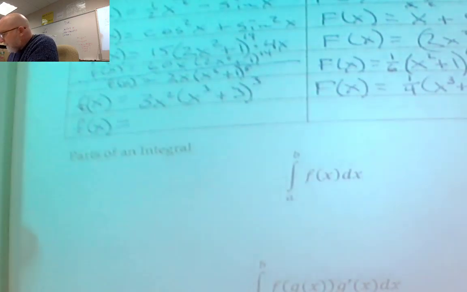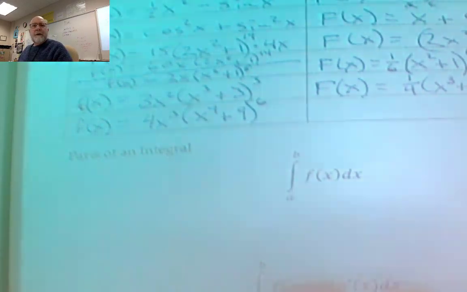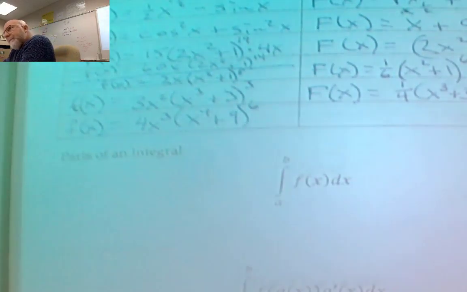Okay. So I got f of x equals 4x cubed times x to the fourth plus 9 to the 6. Now, these are all chain rule problems, correct?